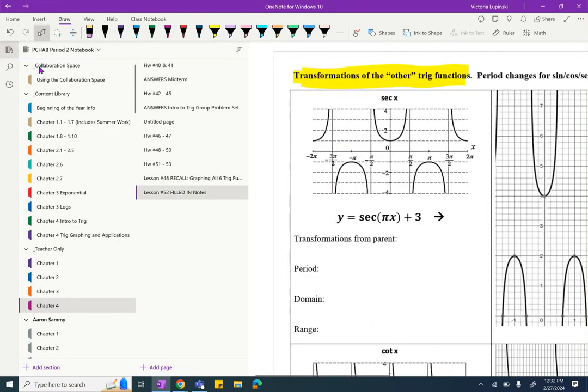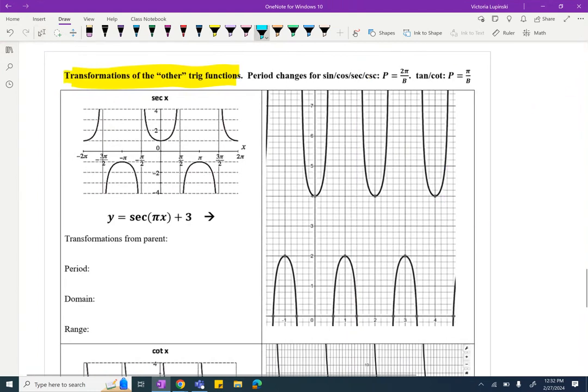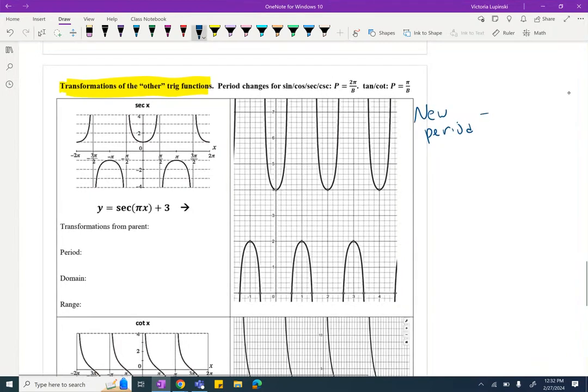If we go ahead and take a look here at the back of lesson 52, a note about period changes. When you are trying to find what's called the new period, you have to take the old period and divide it by b. So what do I mean by old period? Well, I just reviewed with you that the sine, the cosine, the secant, and the cosecant all have an original period of 2 pi. So that means to find the new period, you'll do what we've been doing, 2 pi over b. For the tangent and the cotangent, because their old period is only halfway around the circle, or pi, to find the new period for any transformations, you do pi over b.